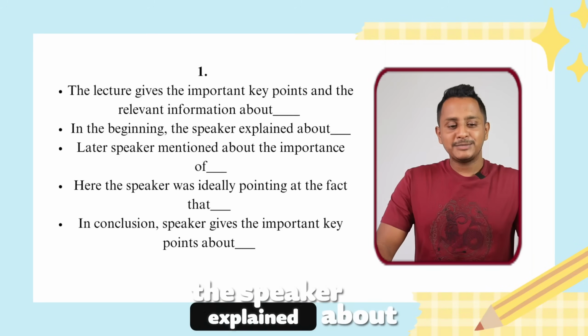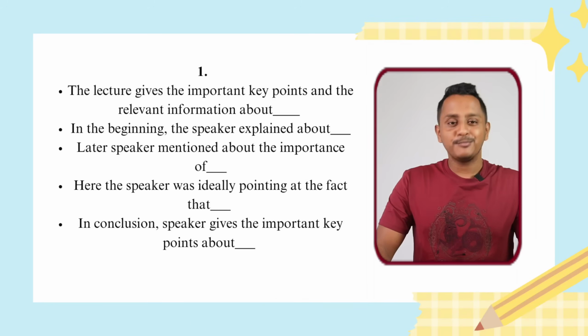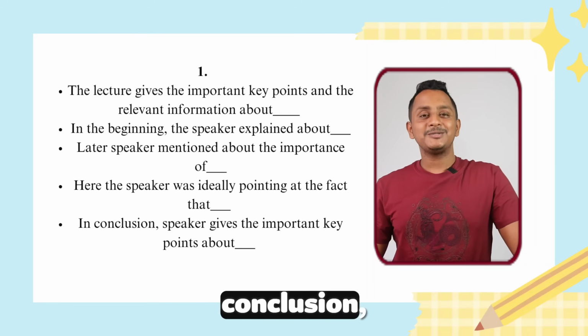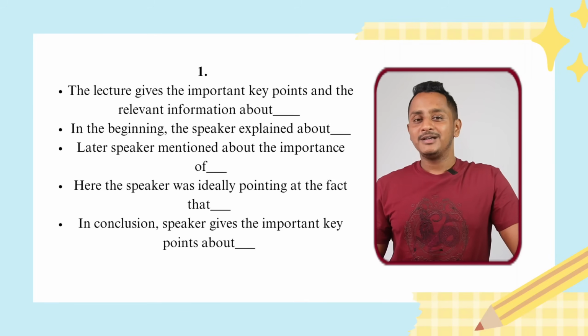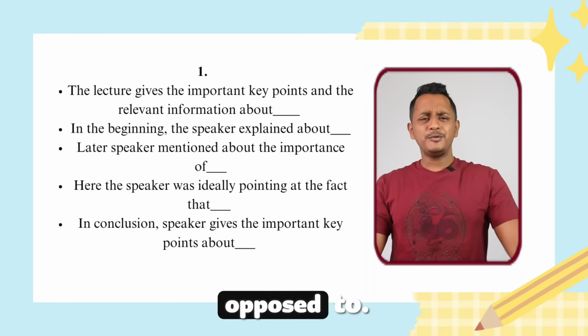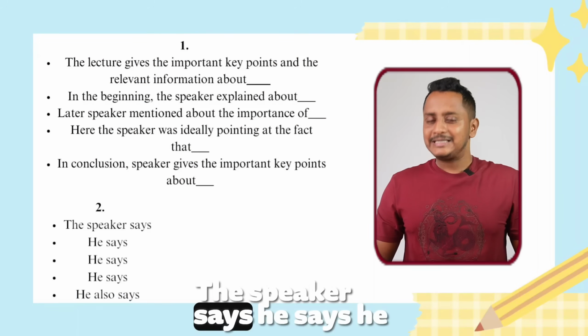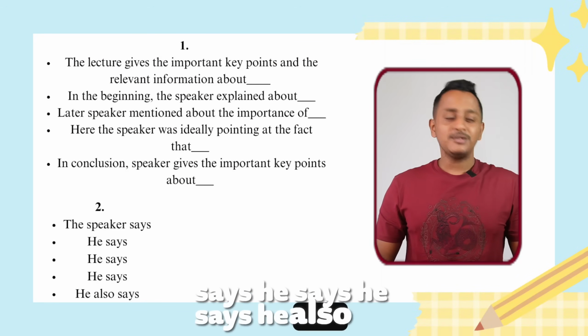In the beginning, the speaker explained about, later the speaker mentioned the importance of, here the speaker was ideally calculating or pointing at the fact that, in conclusion, the speaker gives important key points about. This gives you the flow. As opposed to that, there are some templates, for example the one that I'm showing right now: the speaker says, he says, he also says, he concludes.